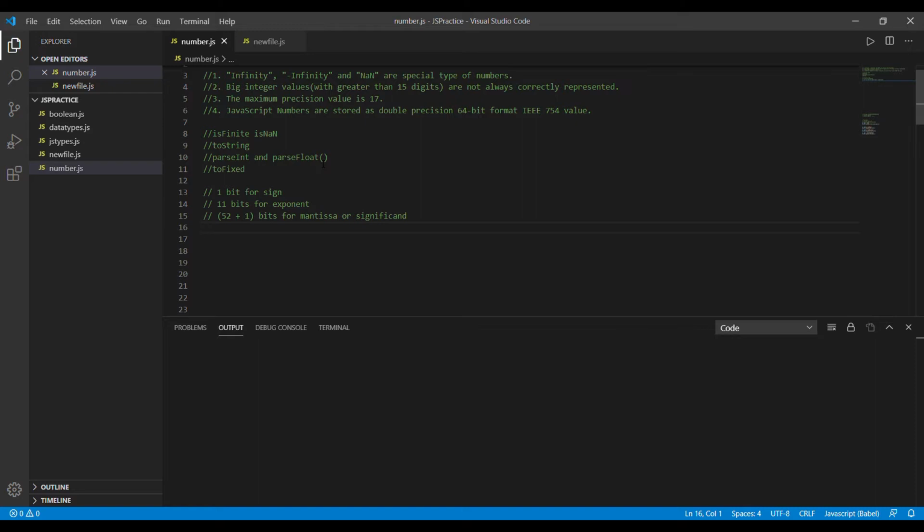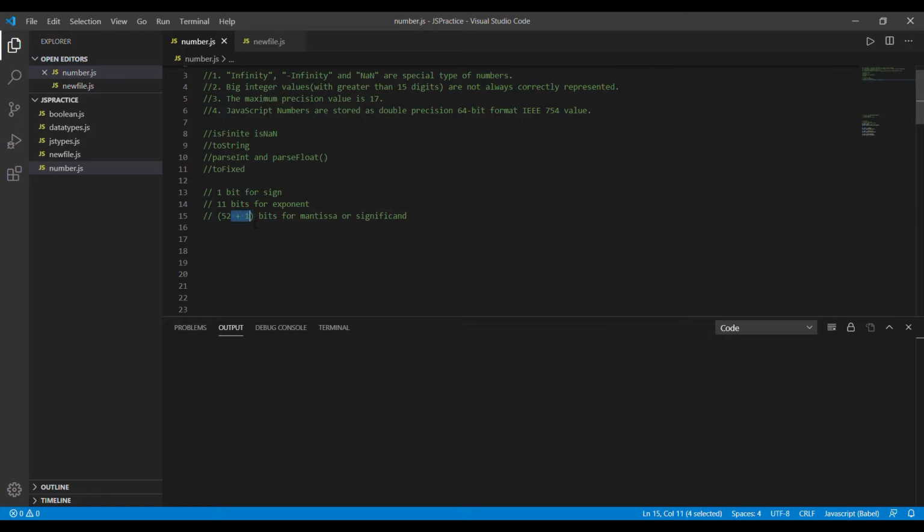Okay, we'll move to point number two. We said that big integer values with more than 15 digits are not always correctly represented. So let's actually prove that. We also discussed the 64-bit representation that JavaScript uses to represent a number, and out of those 64 bits, 1 bit is for the sign bit, 11 bits are for the exponent, and 52 bits are for the mantissa or significand. Here I have added plus 1 as well.